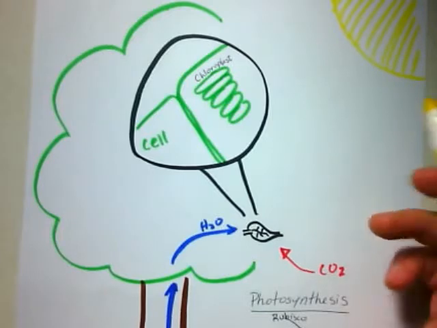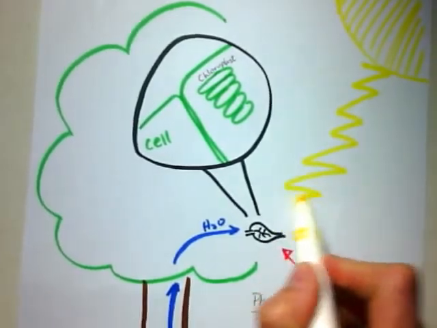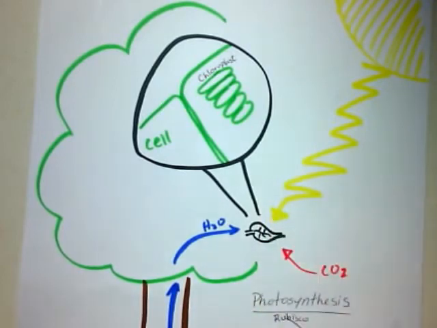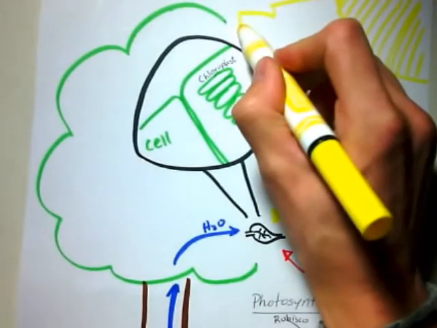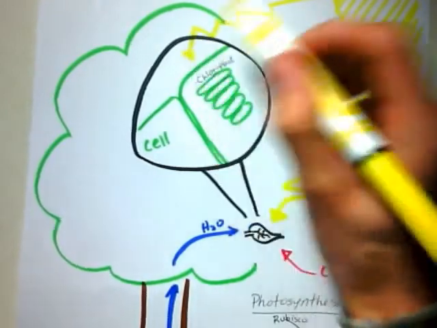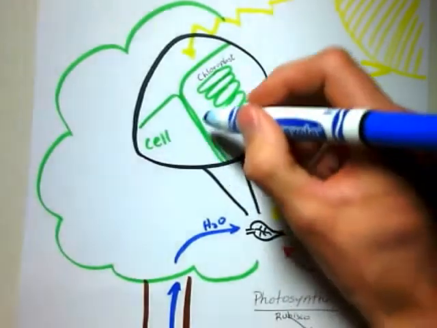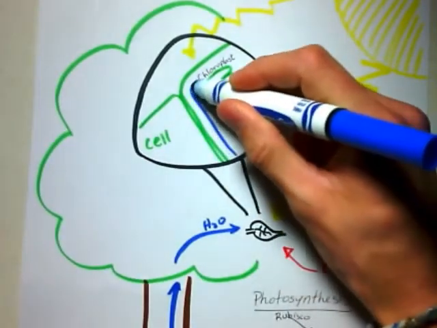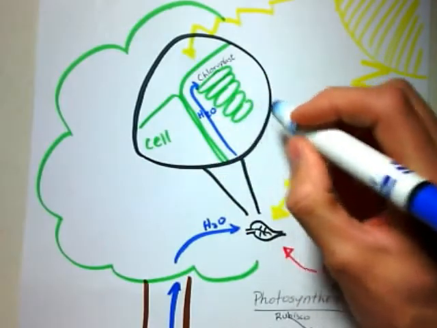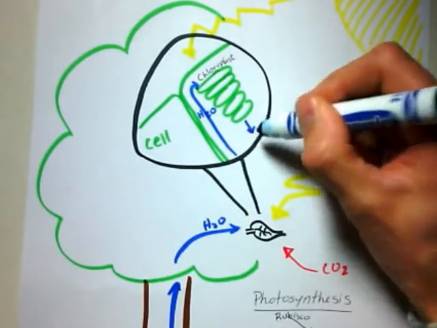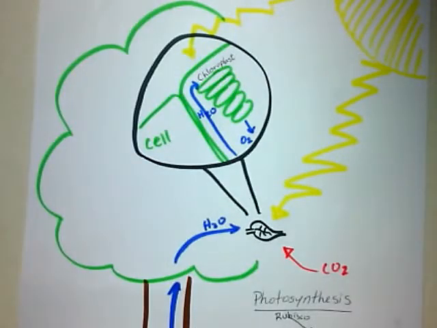Sunlight comes from the sun and goes into the leaf. So that sunlight is also over here. Water comes up into the chloroplast, and as a result, with the sunlight hitting, it will make oxygen coming out of this tree.